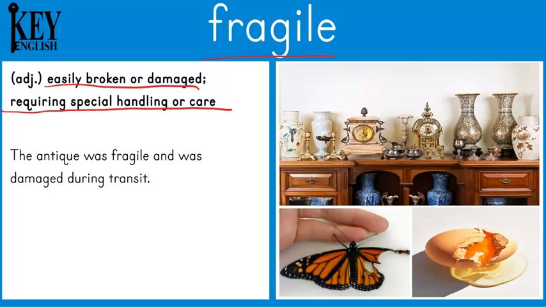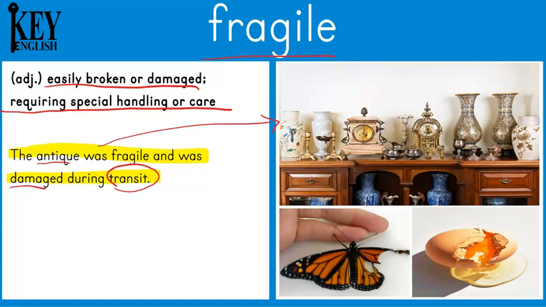The example says, the antique was fragile and was damaged during transit. Transit means when it's being moved from one place to another. So in this sentence, there was some kind of antique. An antique is usually a very old or special item. And in the sentence, it was a fragile antique, so unfortunately it was damaged when they were moving it from one place to another.